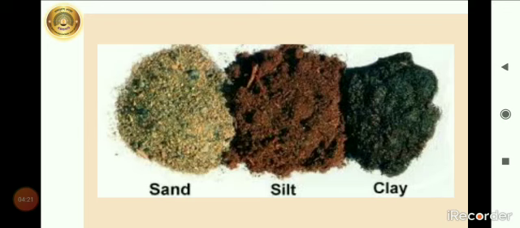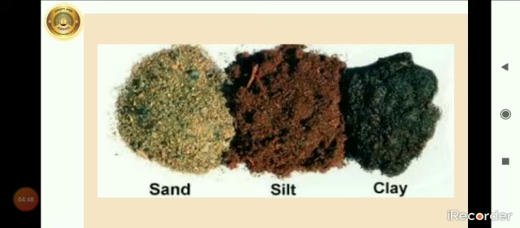The next is silt. The particles of silt soil are of medium size. Silt soil is not as plowable as sandy soil. However, it is much more plowable than clay soil. It contains a large proportion of organic materials. Its capacity to supply nutrients is much greater. Silt soil is also called sedimentary soil.